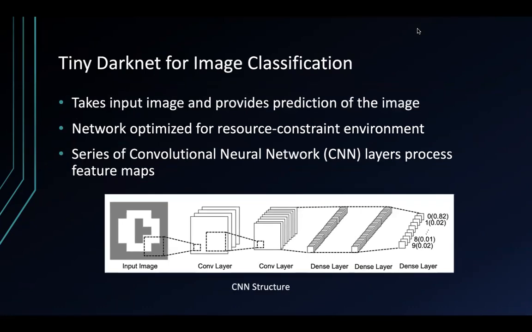It can take an input image and provide predictions of the image using a model that has been reduced for a resource-constrained environment. Darknet uses a series of convolutional neural network layers to process the input image, perform computation, and feed the next layer with a feature map. The image below shows the common CNN structure used in Darknet.